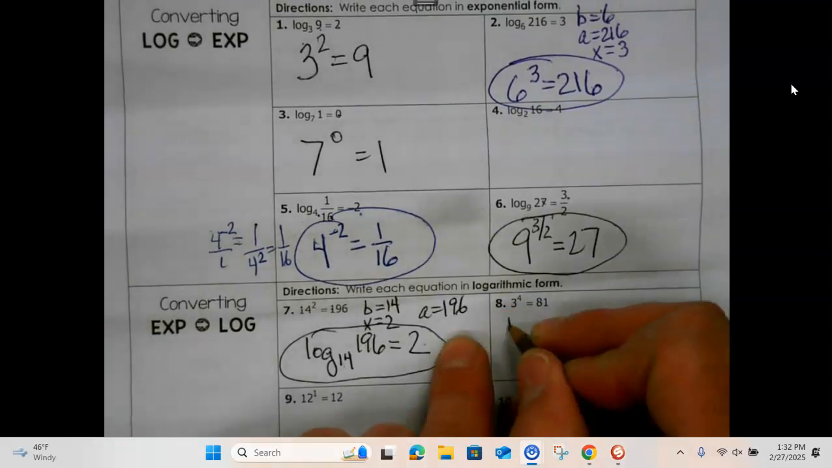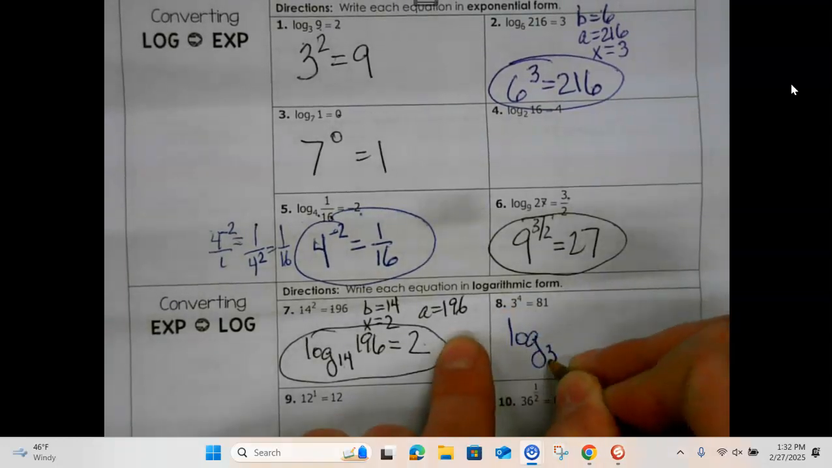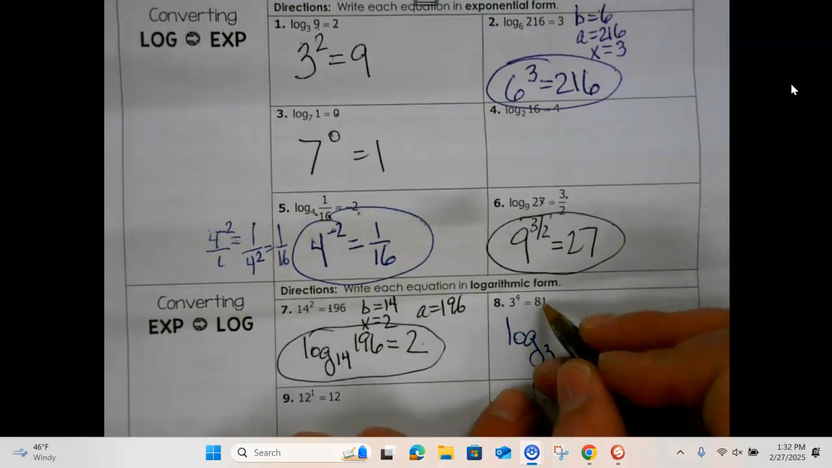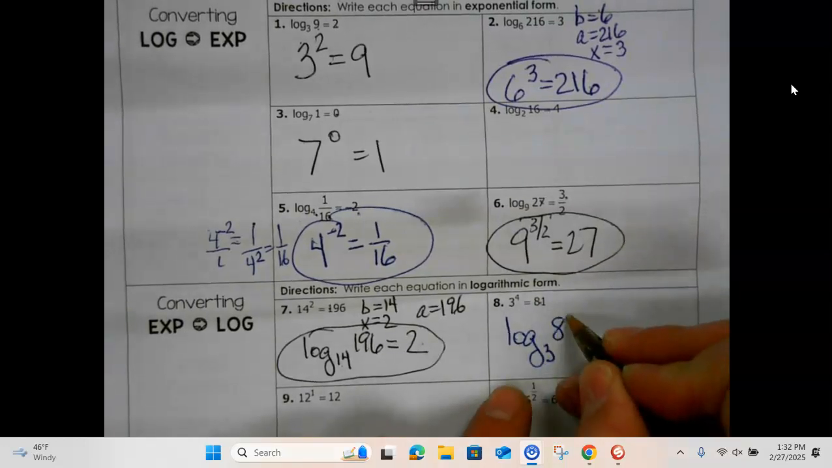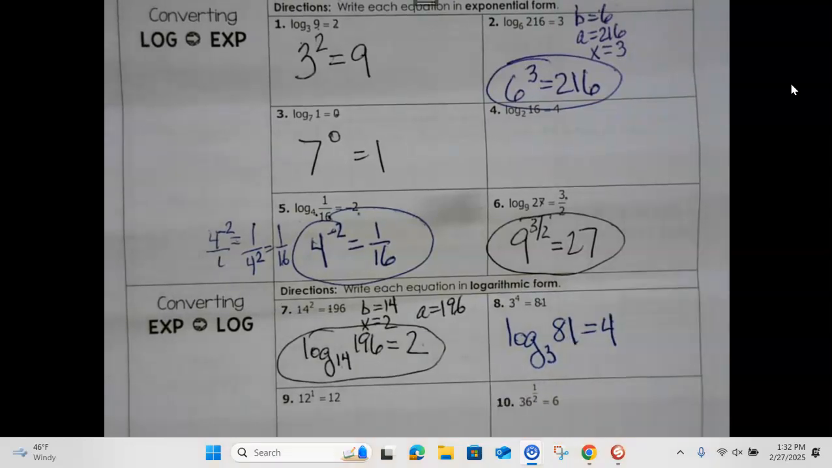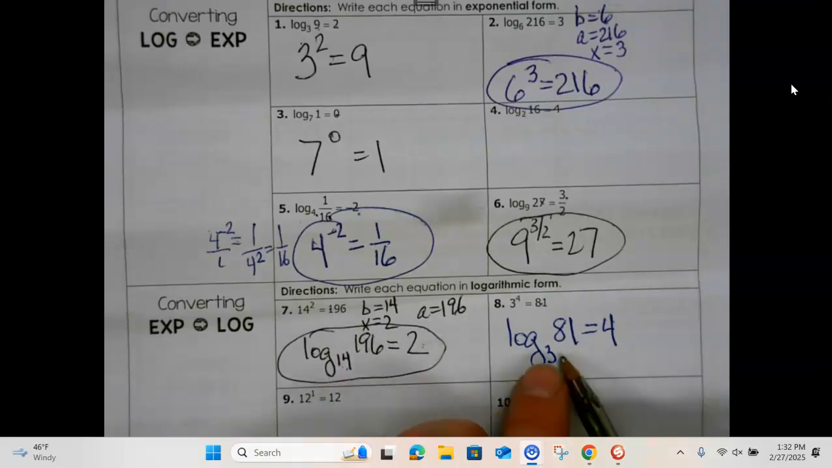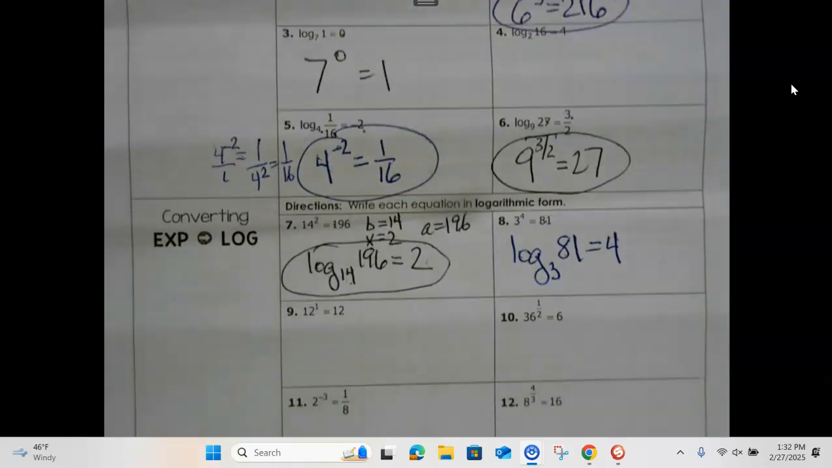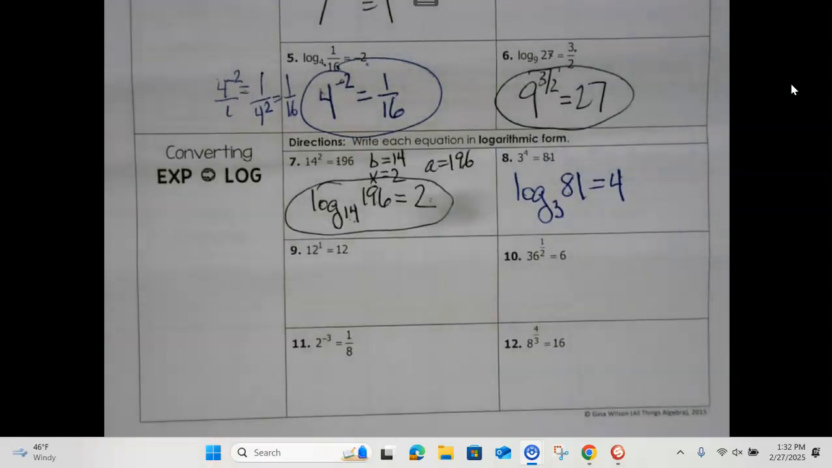So again, there's my base. My little 3 goes down here, don't make it a big one. Your answer goes next to your log, and your exponent goes on the other side. 14 squared is 196. 3 to the 4th is 81. And just like all the others we've seen, the format doesn't change just because I see a fraction or a negative.